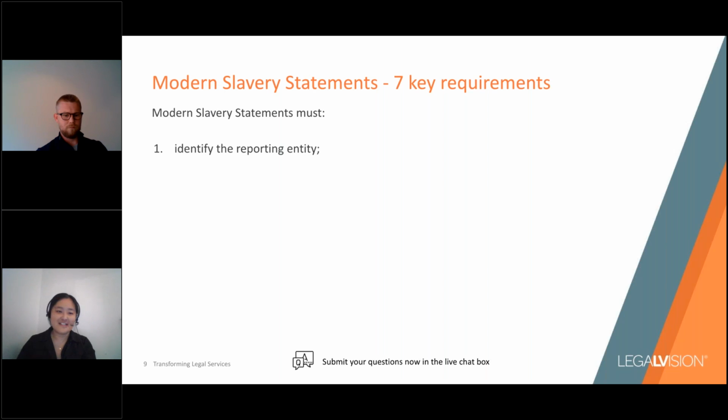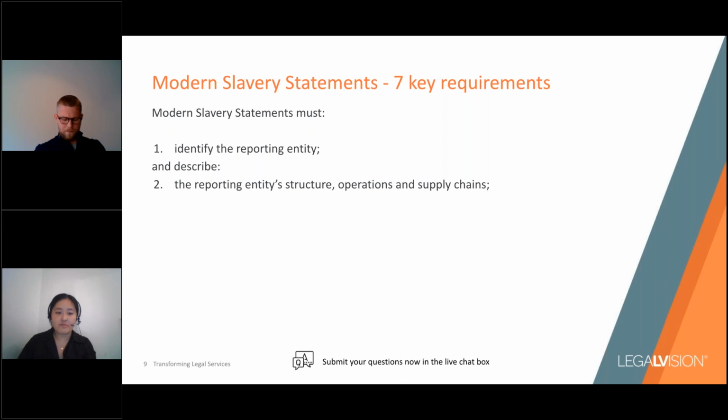Now, again, as James touched on, there are thresholds to consider. This generally sounds pretty easy, but can get a little bit more complicated when you've got group companies or international companies, to really figure out who is your Australian reporting entity for the purposes of this regime. The second mandatory criteria is to describe the reporting entity's structure, operations, and supply chain. To then describe the risks of modern slavery practices in those operations and supply chains, which includes any relevant entities that reporting entity owns or controls.